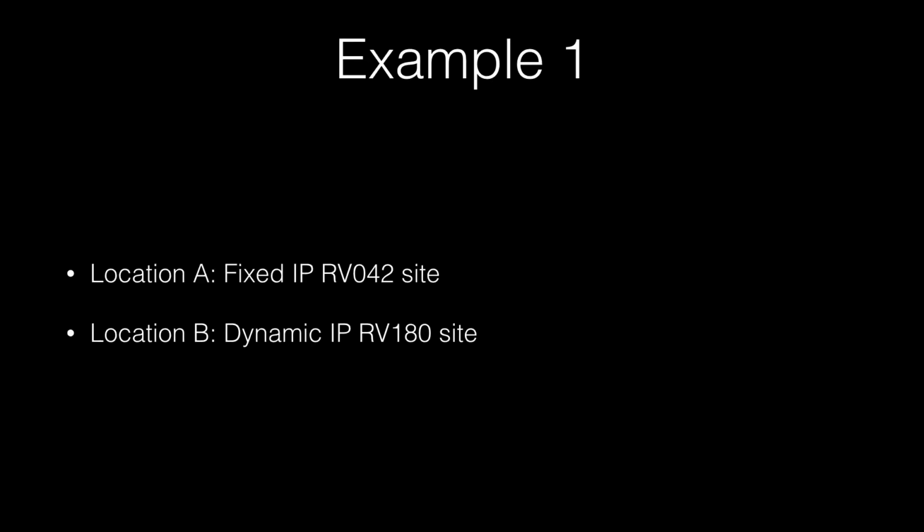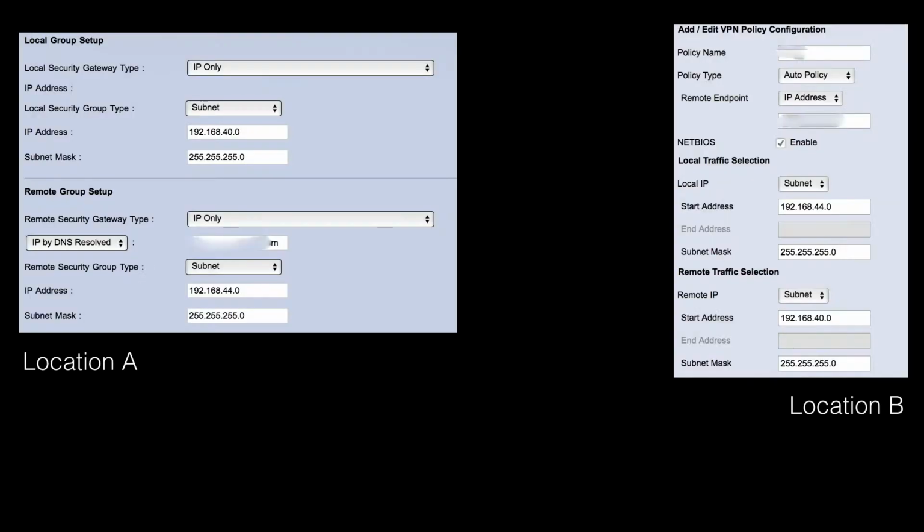Our first example covers two locations. One has a fixed IP RV042 device and the second one has a standard dynamic IP RV180 device. To understand what's going on here, you're going to need to watch my previous video where I describe the whole interface of the devices, so you know where the screens I'm talking about here are. Go there, it's an interesting video. I walk through the whole interface of both the RV042 and the RV180.